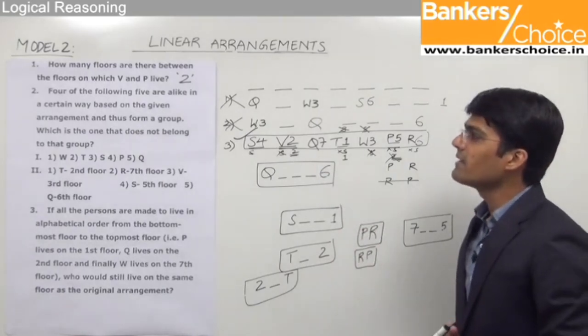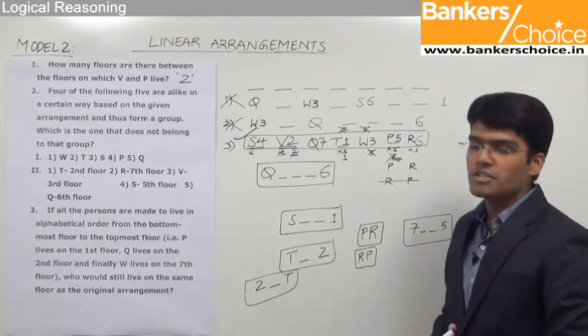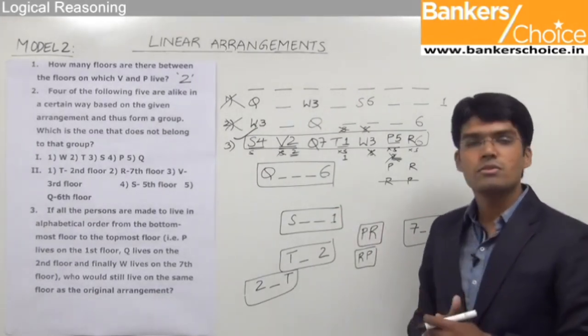The second question here is, 4 of the following 5 are alike in a certain way based on the arrangement, and thus they form a group. Which is the one that does not belong to the group?